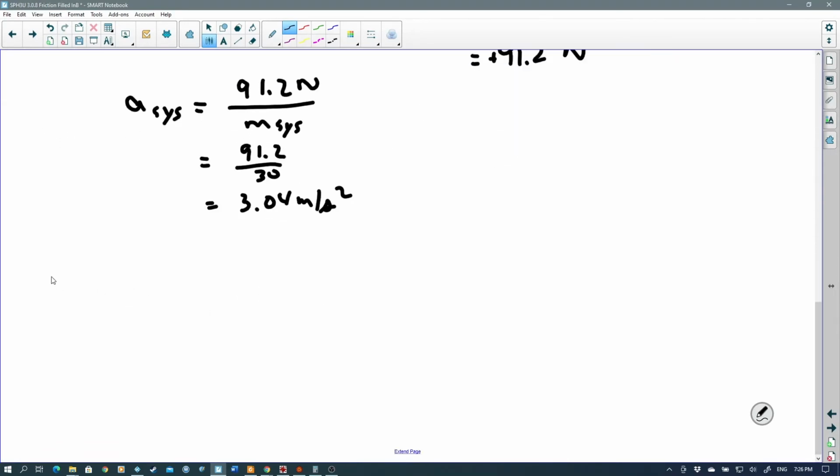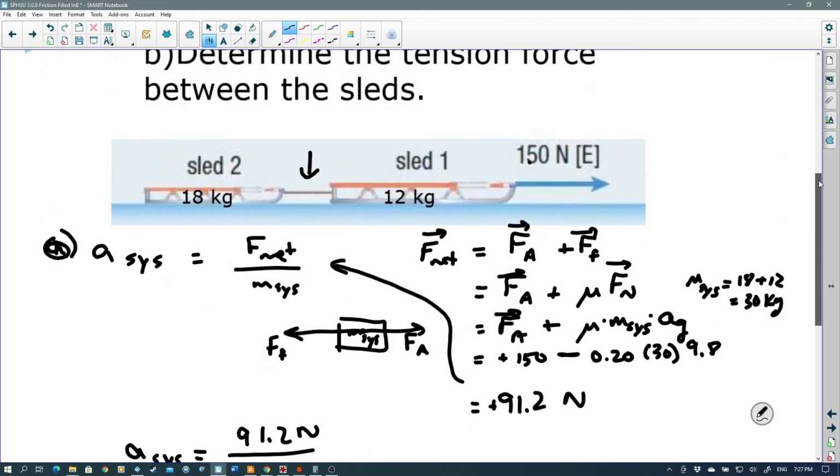Now, we've again done these kinds of questions before. However, there is one little thing that's different. Sled 1 is feeling the 150 newtons that's pulling it forward, but there's actually two forces pulling it backwards. We have the tension force, and we have the friction force. Now this is sled 1.